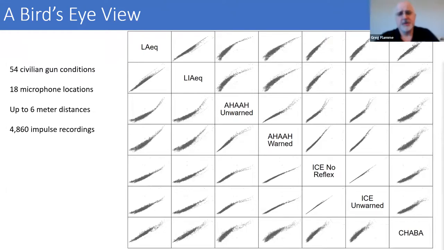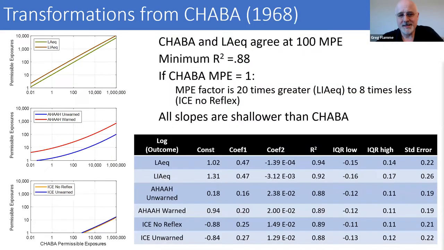These rules actually do agree with one another in some respects. They're very highly correlated. What we're looking at right here is a study that we did, including just shy of 5,000 impulses, where we are generating a scatter plot of the allowable numbers of rounds across all these damage risk criteria. And you can see that they're very strongly related to one another, which means, next slide, that you are capable of predicting the outcome of one metric based on some source metric.